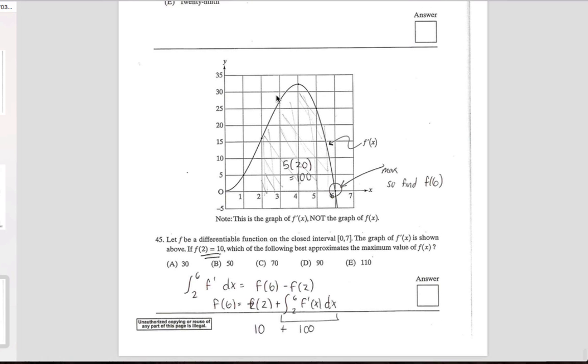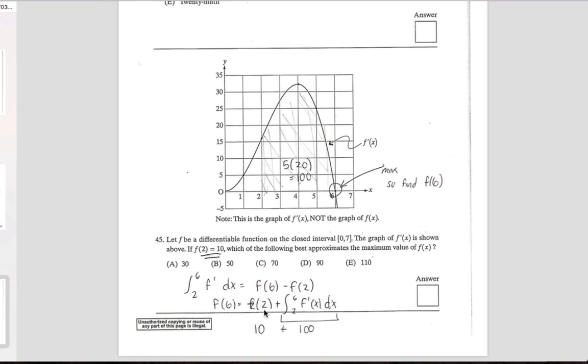Last problem here is actually that same type of problem. So here's f prime, right? And they tell you f of 2 equals 10, and they want to know the maximum. Since this is f prime, remember we have a maximum when f prime changes from positive to negative. So we know our maximum is going to be at 6. So our goal is to find f of 6. We're given f of 2, we want to find f of 6, so I use that as my bounds of integration. The integral from 2 to 6 of f prime is f of 6 minus f of 2.